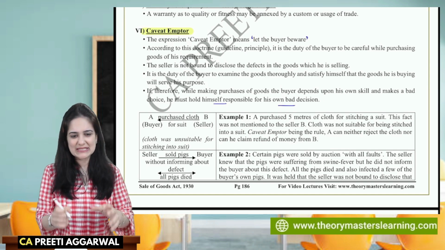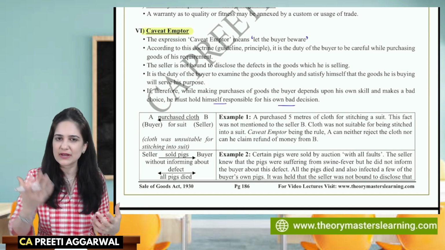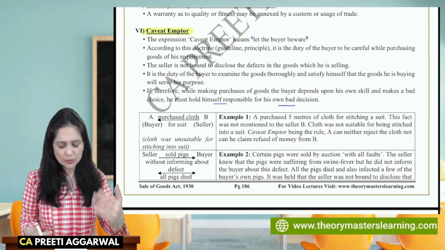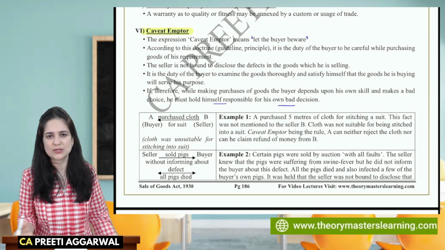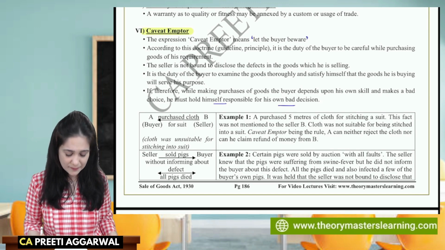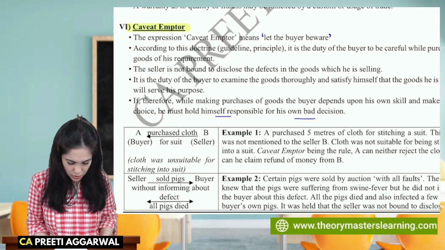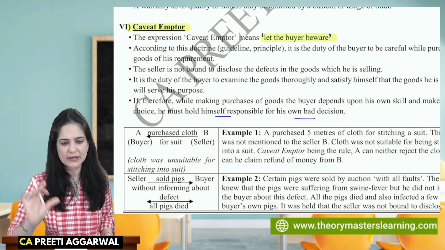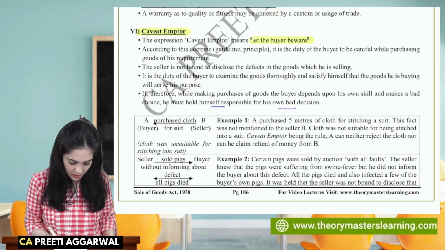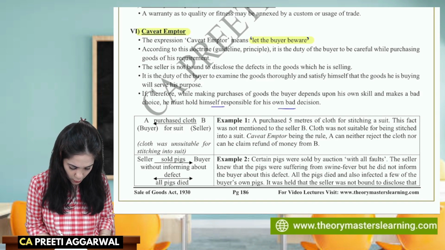So students, this is the introduction that you will give in case a question is asked on caveat emptor and its exceptions. You can write examples in the exam, but I don't think it is required. It is not something expected by the examiner. So what are the keywords that you will include in the answer? The first thing is we will write the meaning, that is, let the buyer beware. It is the duty of the buyer to be careful, that you can write in your own words.